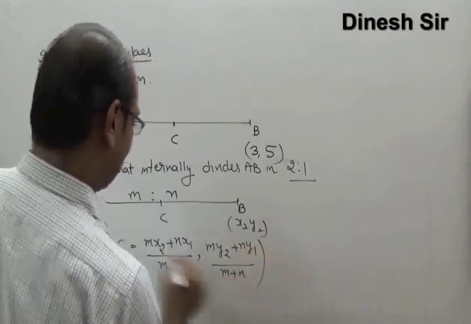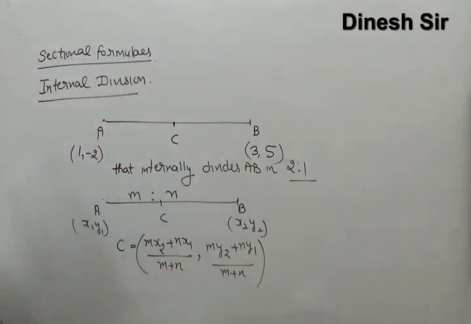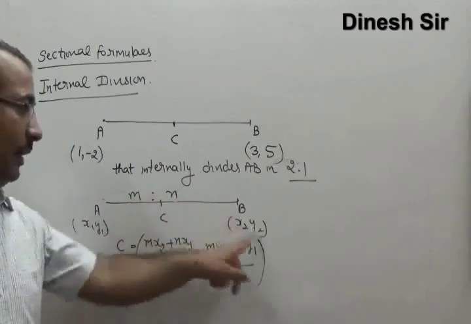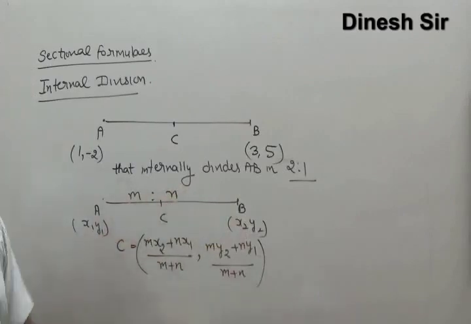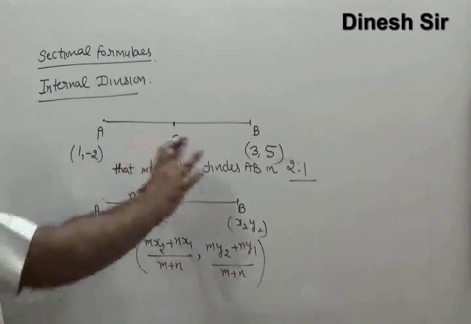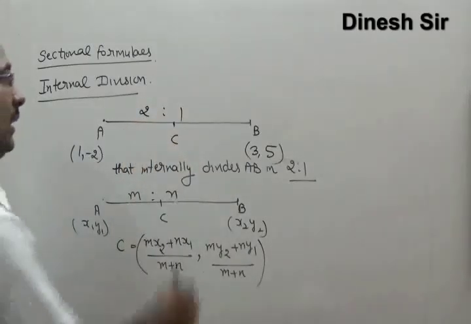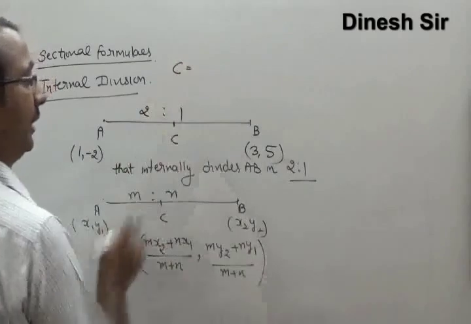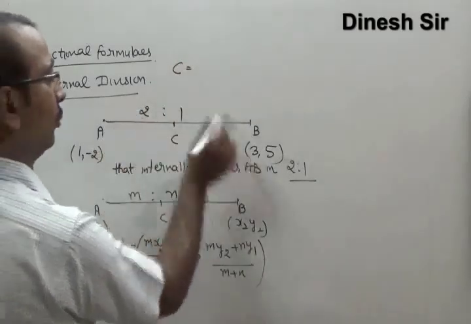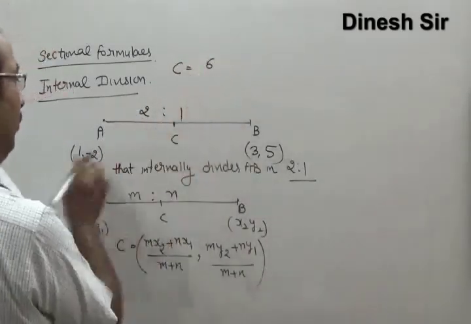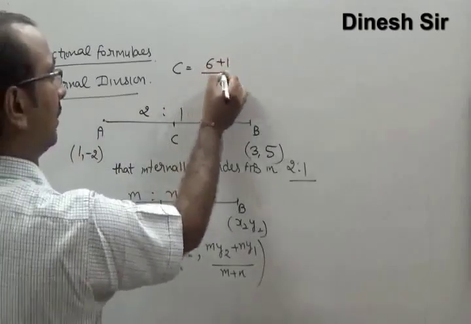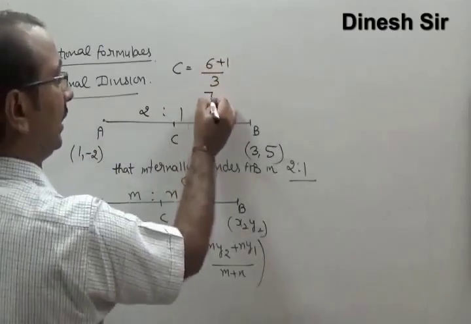The formula is very simple. You take it as (mx2 plus nx1) upon (m plus n), and here you can say (my2 plus ny1) upon (m plus n). To answer this question, this ratio is 2:1. So the coordinates of C are, first we find the abscissa: 2 into 3 gives you 6, 1 into 1 gives you 1, 6 plus 1 by 3. So that is 7 by 3.